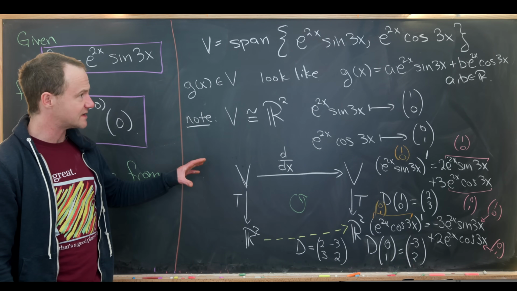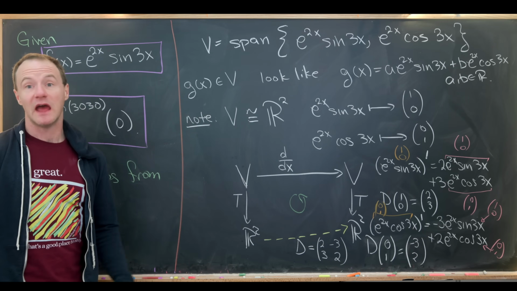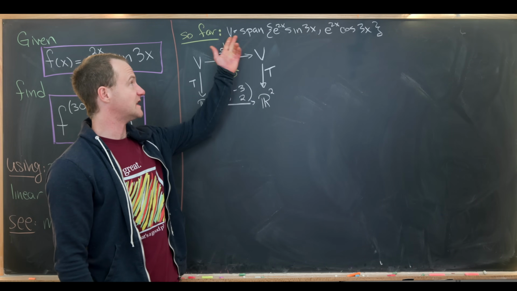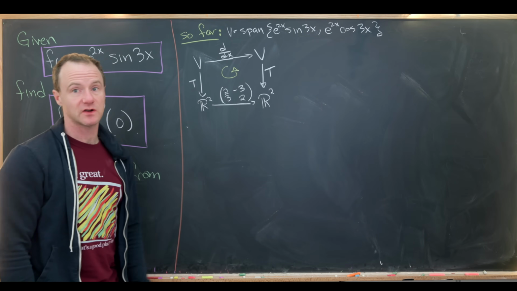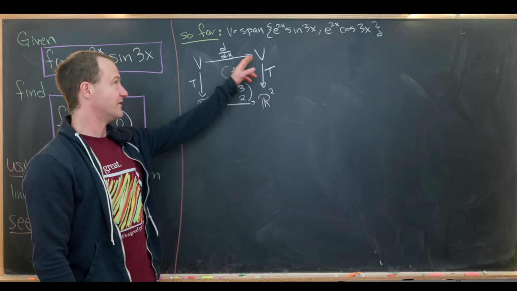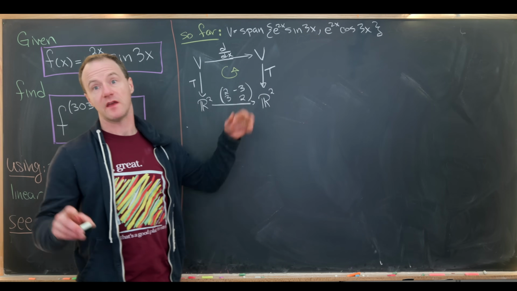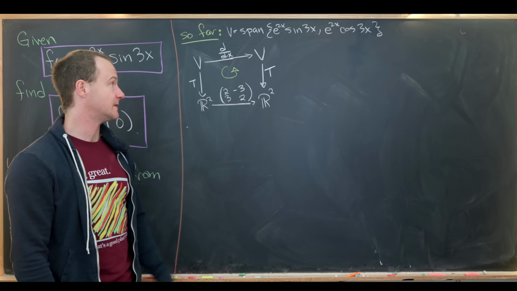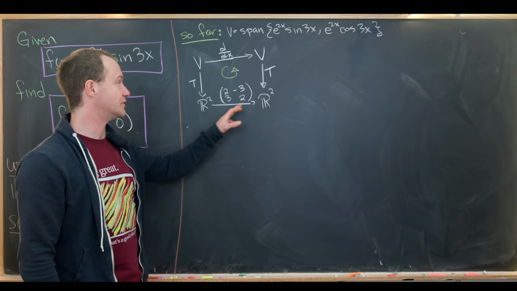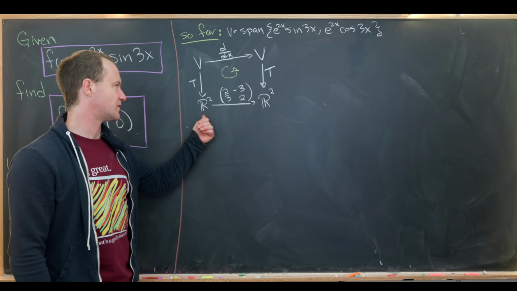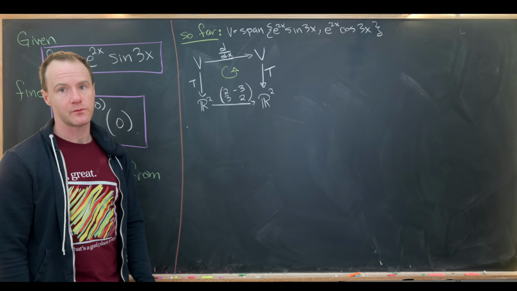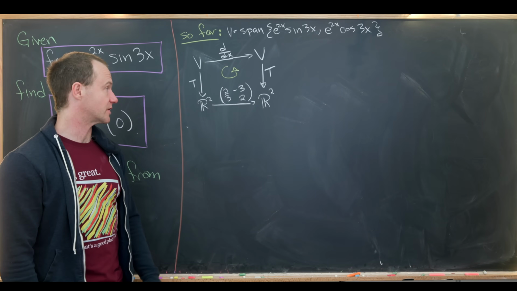Okay, so let's maybe summarize that stuff at the top, and then we'll move on to the next step. So far, we've seen that if we set v equal to the span of these two functions, then the derivative acting on a vector from v, in other words, a function which is a linear combination of v, is equivalent to this matrix multiplying the corresponding vector in R2. Okay, so that's starting to look good.